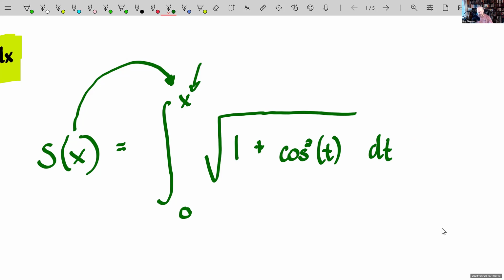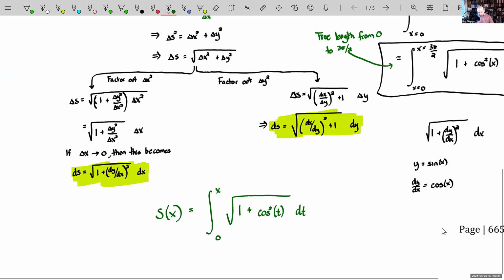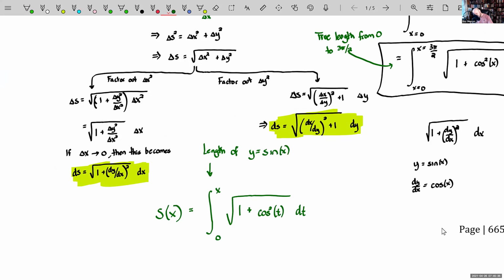Changing the letter does not change the integral at all, but just allows us to hand this to somebody and tell them, okay, you want to find the arc length or the length of the sine curve, the length of y equals sine of x from 0 to x. If you want to find the length of that curve from ending at, let's say, 27, all you need to do is plug in 27 here. Once you do that, you can integrate and find out the length of that curve.